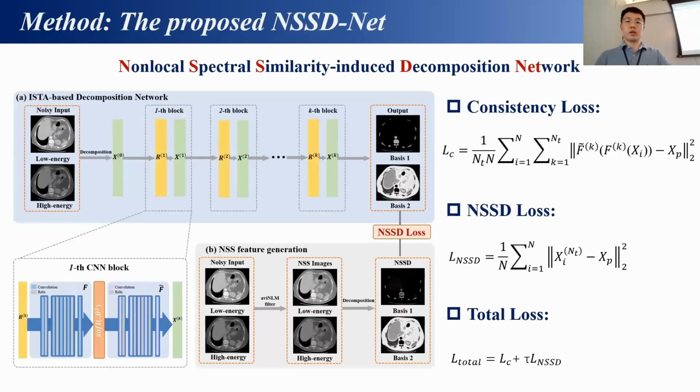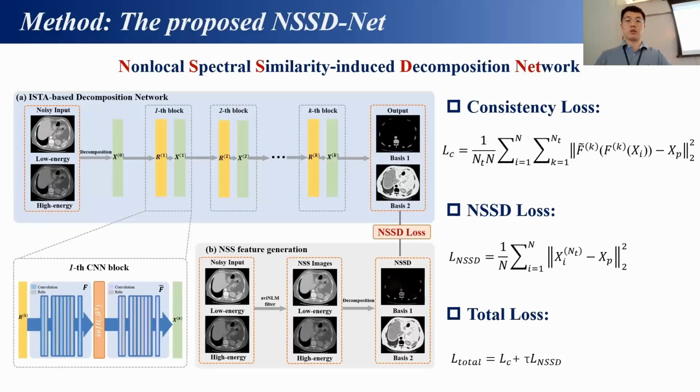And based on this, we construct a decomposition network guided by this non-local spectral similarity features, which consists of two parts. The first part is this iterative soft thresholding algorithm based decomposition network, and the other is the non-local spectral similarity feature generation.